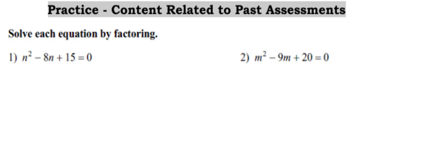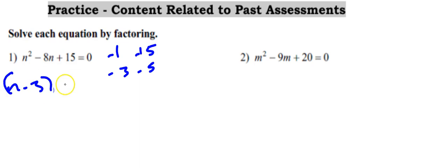It should look something like this: practice content related to past assessments. Right now we're working on solving each by factoring. If you recall, we're looking for that number that multiplies to 15 and adds to -8. The factors of 15 are 1 and 15. They're both going to have to be negative because it ends up being negative. Oh, that doesn't work. Let's try -3, -5. Yep. So we're going to go n minus 3 times n minus 5 equals 0.